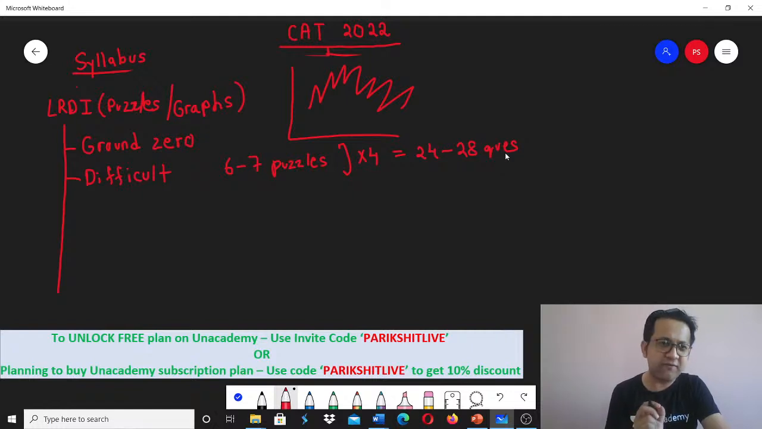So we put a lot of emphasis because even in last year, we in Unacademy had a 100 percentile, all India topper in the LRDI section. So yes, you can also be a master in LRDI.